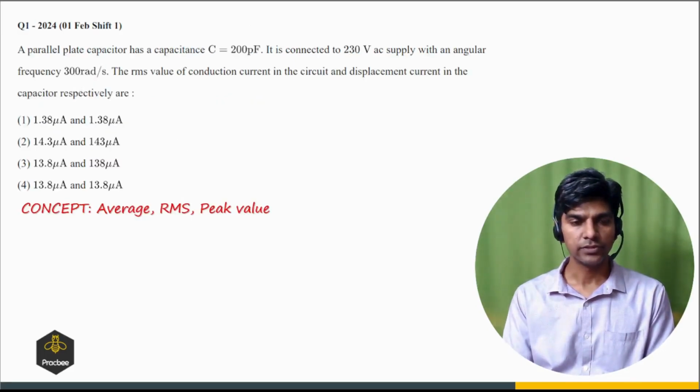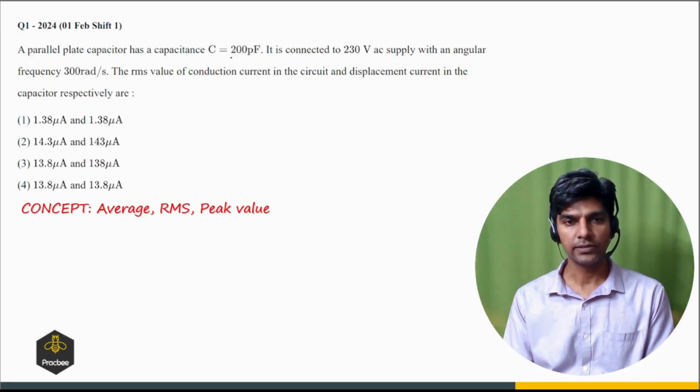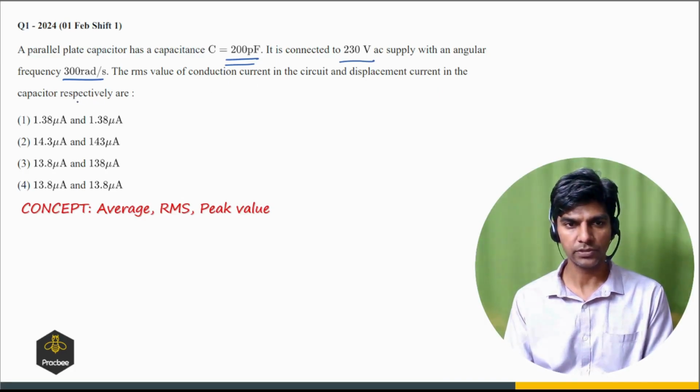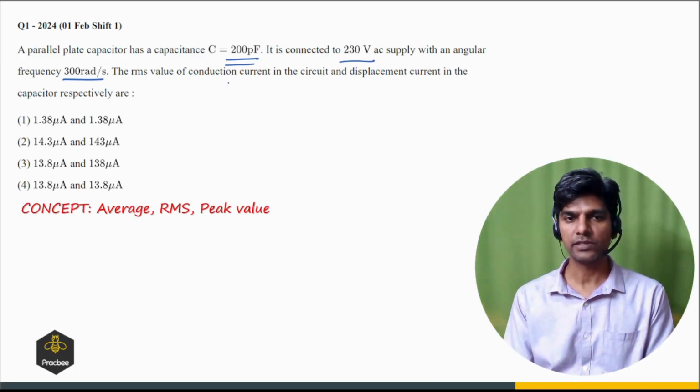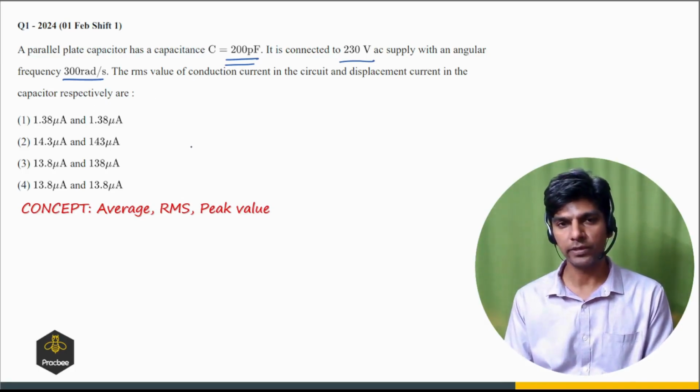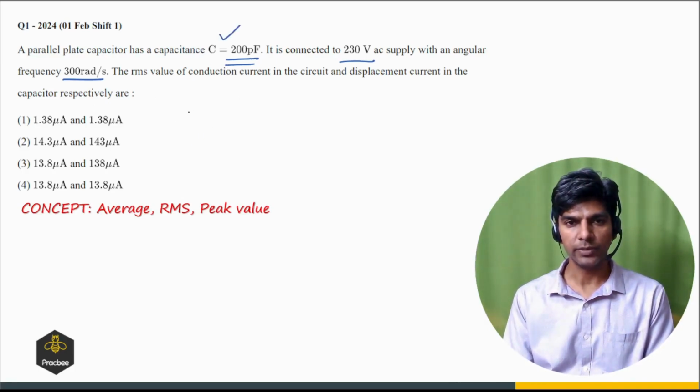So 22 is the answer of this question. Right, so let us see the next question. A parallel plate capacitor has a capacitance of 200 picofarad. It is connected to a 230 volt AC supply with an angular frequency of 300 radians per second. Find the RMS value of the conduction current in the circuit and the displacement current in the capacitor respectively. Okay, first let us find the RMS value of the conduction current. Whenever we are given a voltage like this, it is the RMS value, so this will be E RMS.